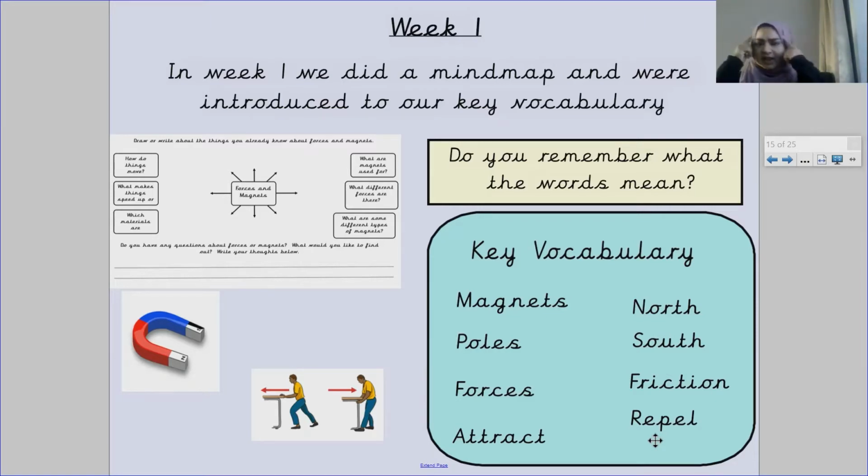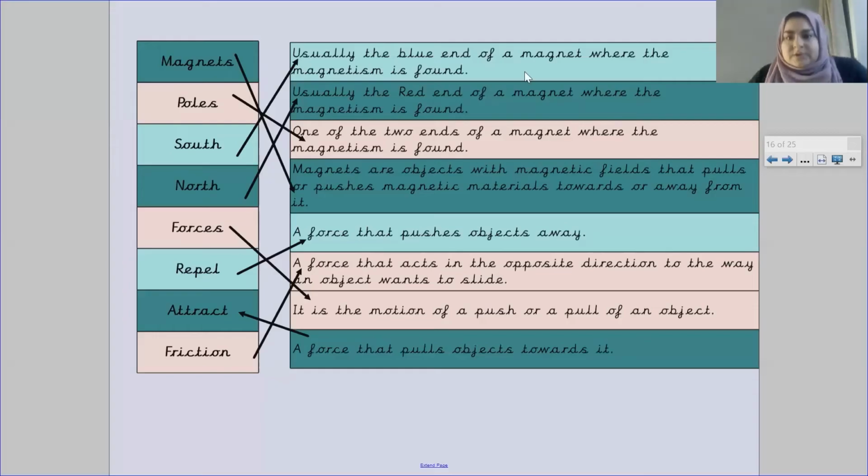Now, put your thinking caps on and I want you to think about this question. Do you remember what the words mean? Okay, pause the screen now and think about what the words mean. Okay, fantastic. So now this page shows you the meanings of the words that you just looked at.